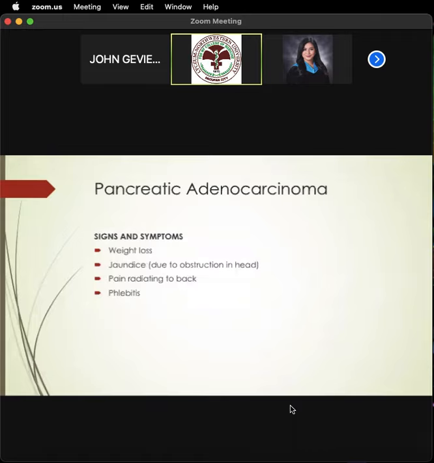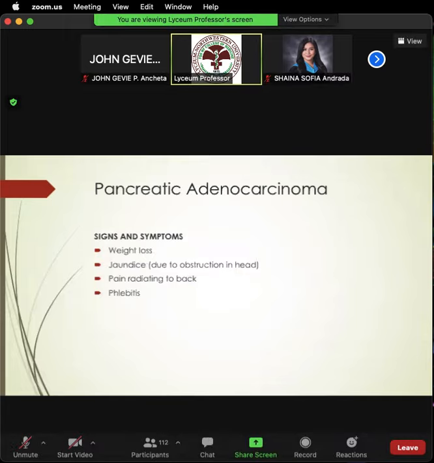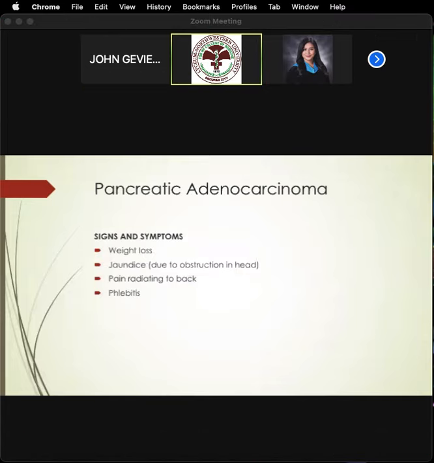What are the signs and symptoms? Weight loss. Always remember, if you're dealing with a patient with significant unintentional weight loss, you're dealing most probably with a malignant one. Your patient will present with jaundice due to obstruction in the head, if your pancreatic adenocarcinoma is located in the head. But if you have adenocarcinoma located in the body and tail, your patient will not present right away with jaundice.